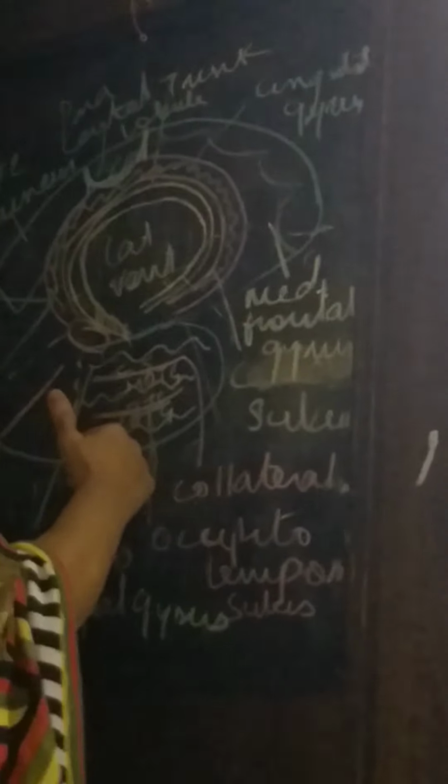The medial surface of the cerebrum: the two cerebral hemispheres are joined together by the corpus callosum. The different parts of the corpus callosum: this is the anterior part, this is the posterior part, the superior part, the inferior part, the temporal part, the occipital part, the frontal part and the parietal part.